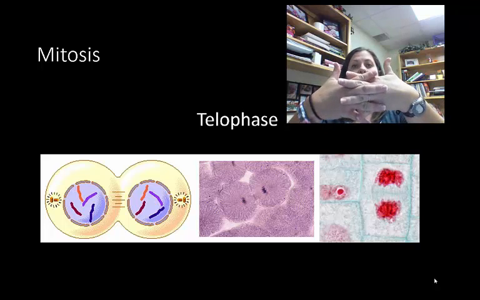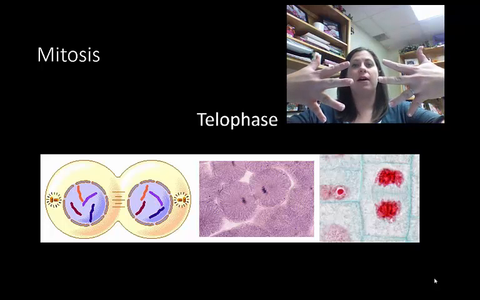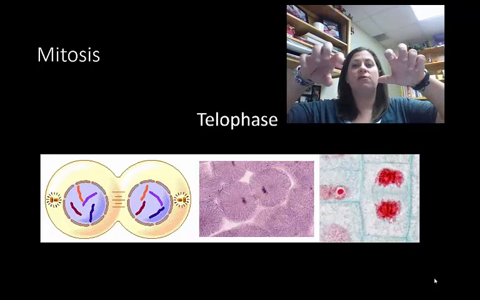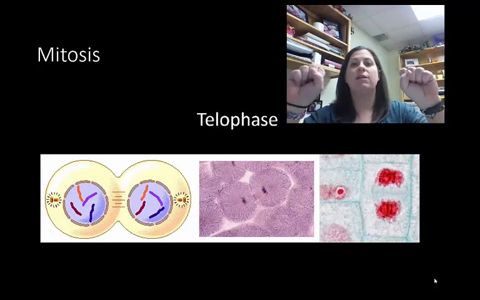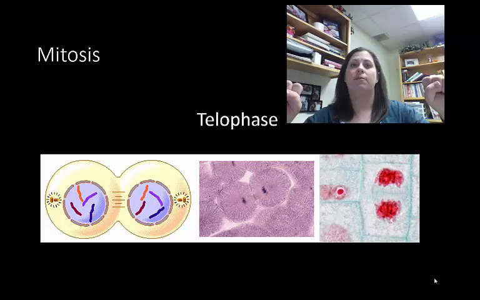Okay, they're lined up in the middle. Anaphase, they're pulling apart. And then telophase, we start to form our two complete cells along with cytokinesis. Now I have two cells that are smaller than my original. Okay, so this is just a form of hand motions to help you remember those phases.